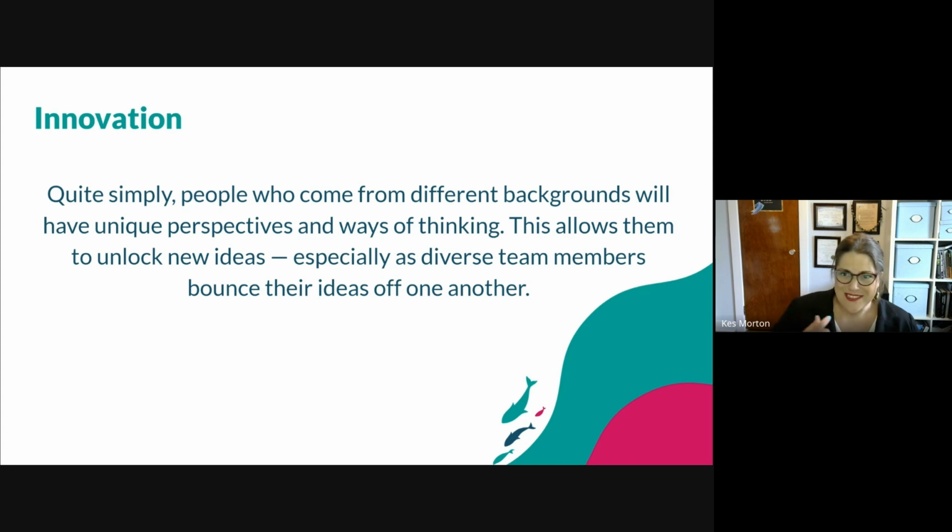And especially when they start working together and bringing those different perspectives. And there's a whole other layer to that, of course, which is creating a safe space for people to bring their background to the table. But quite simply, if you have a strong, diverse team where people feel safe, you will have more innovation.